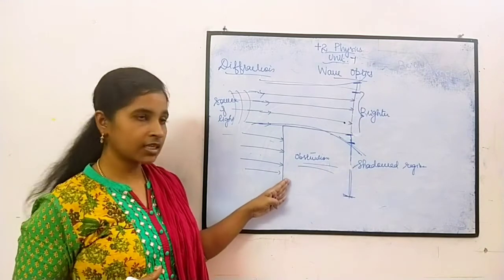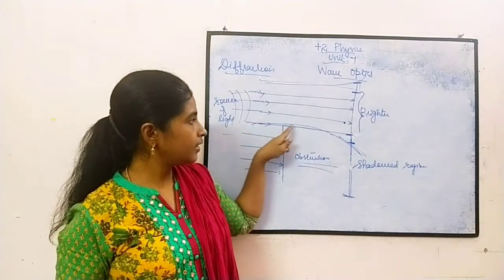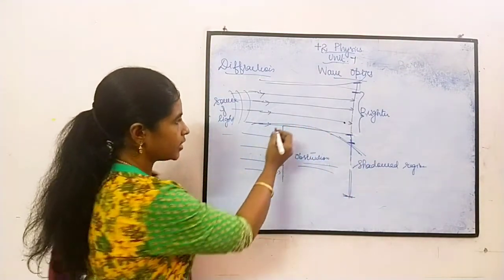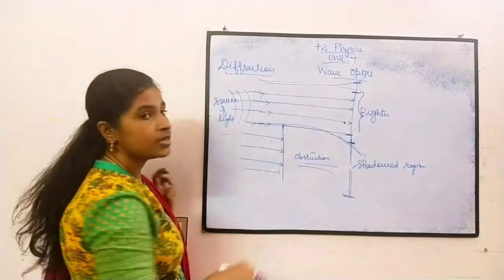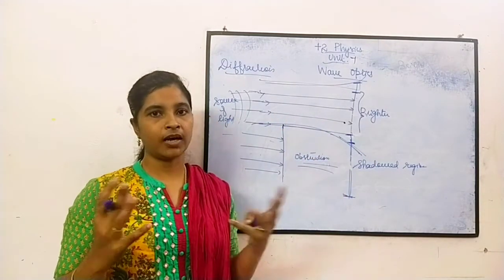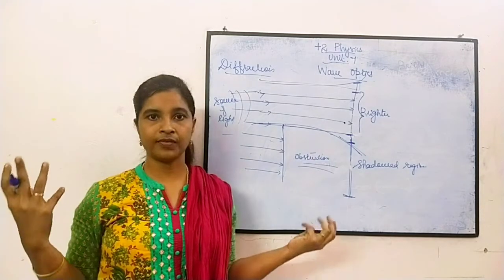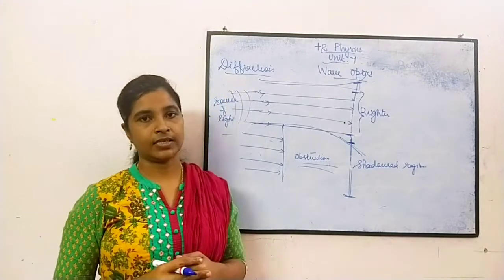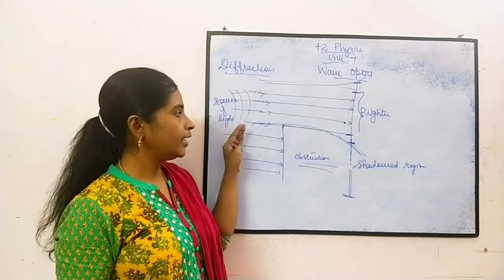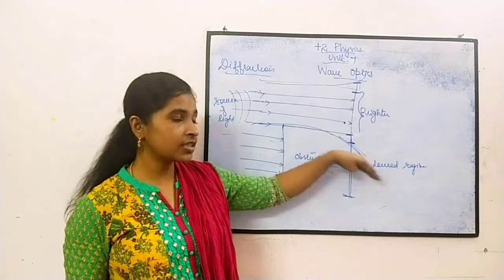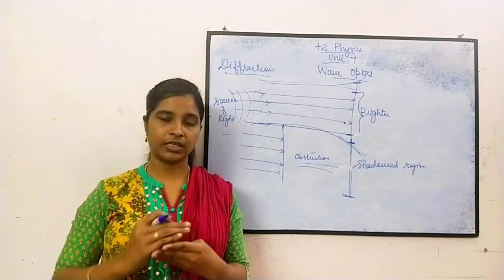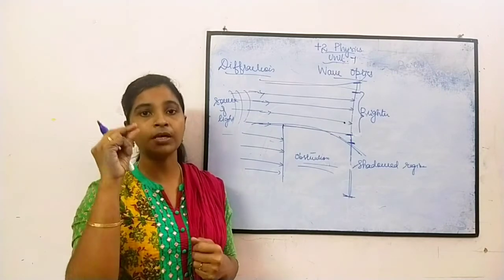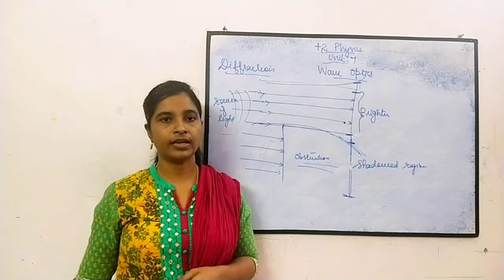When there is an obstacle, what is happening? The light is bending towards the shadowed region. From the sharp edge, as soon as it hits the edge, it bends towards the shadowed region. So a phenomenon arises. Whenever we observe something new, we call it a phenomenon. That phenomenon of light waves we call diffraction. So what is meant by diffraction? Bending of the light wave at the sharp edges towards the shadowed region. That phenomenon we call diffraction of light.